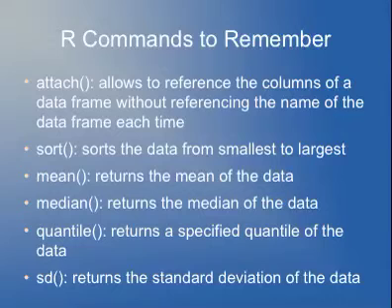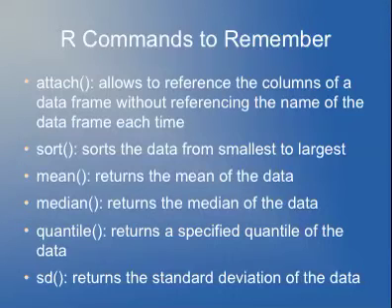So the attach command allows us to reference the columns without referencing the data frame each time. So when you saw that weird dollar sign and then the column, you don't have to do that when you use attach. You can just reference the column title, and then it gives you all the data. The sort command sorts the data from smallest to largest. The mean returns the mean of the data. Median gives the median, and these just make your life a lot easier instead of having to do them by hand or in a calculator.